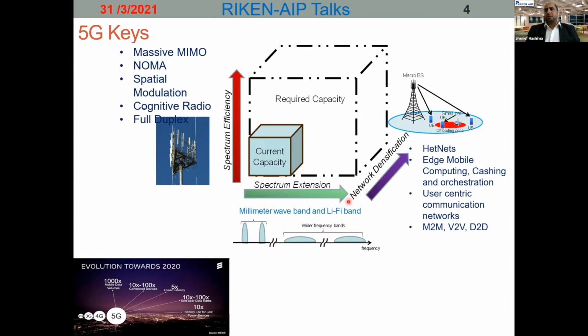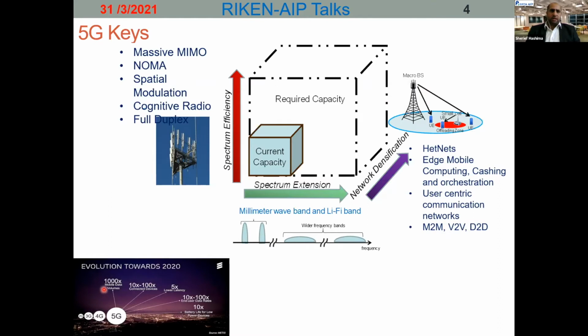And also you can densify the network by moving from large cells to small cells. So you can use heterogeneous networks, edge mobile computing and caching, or user-centric communication, and also machine-to-machine, vehicle-to-vehicle, or device-to-device communications.